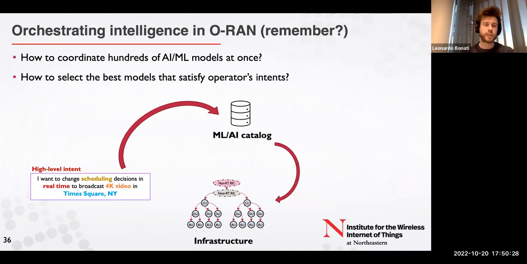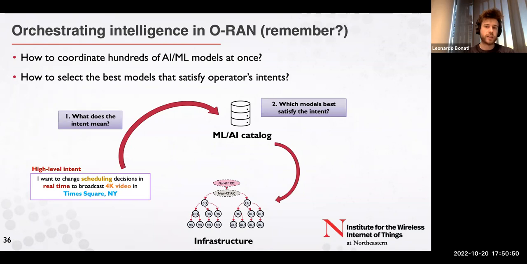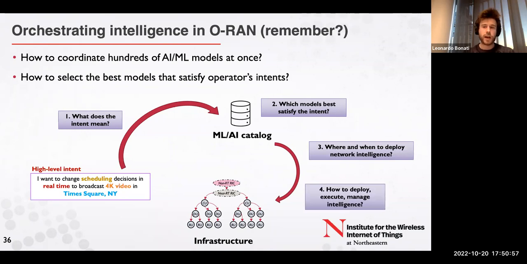And then we have another use case, which is the orchestration. So if you remember from the previous slides, how do we coordinate hundreds of models at once? And how do we select the best models that satisfy the intents of every operator in our network? So for example, we have an intent and we need to interpret the intent. We need to understand which model satisfies the intent. We need to find out where and when to deploy the network intelligence, and how to deploy this intelligence and execute it in a smart way. So all of this is not trivial, and is actually a very relevant problem studied right now.